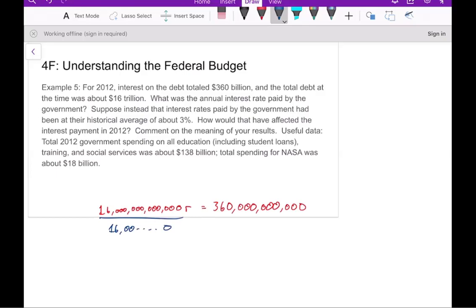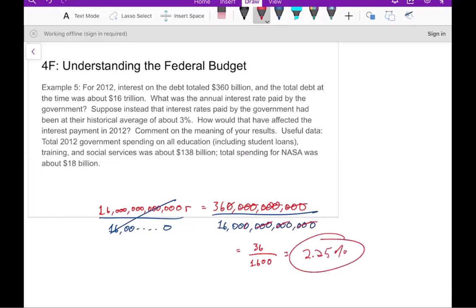So let me just do that for this side. And on this side, we can make our life a little bit easier by canceling out some zeros. All right, so I have 360 billion over 16 trillion. So I can cancel out my zeros. And then I want to calculate 36 over 1600. And then once I multiply that by 100, that will give me my interest rate. So 36 divided by 1600 would give me that the interest rate is 2.25%. All right, so that's a pretty low interest rate, but you're still getting $360 billion of interest.